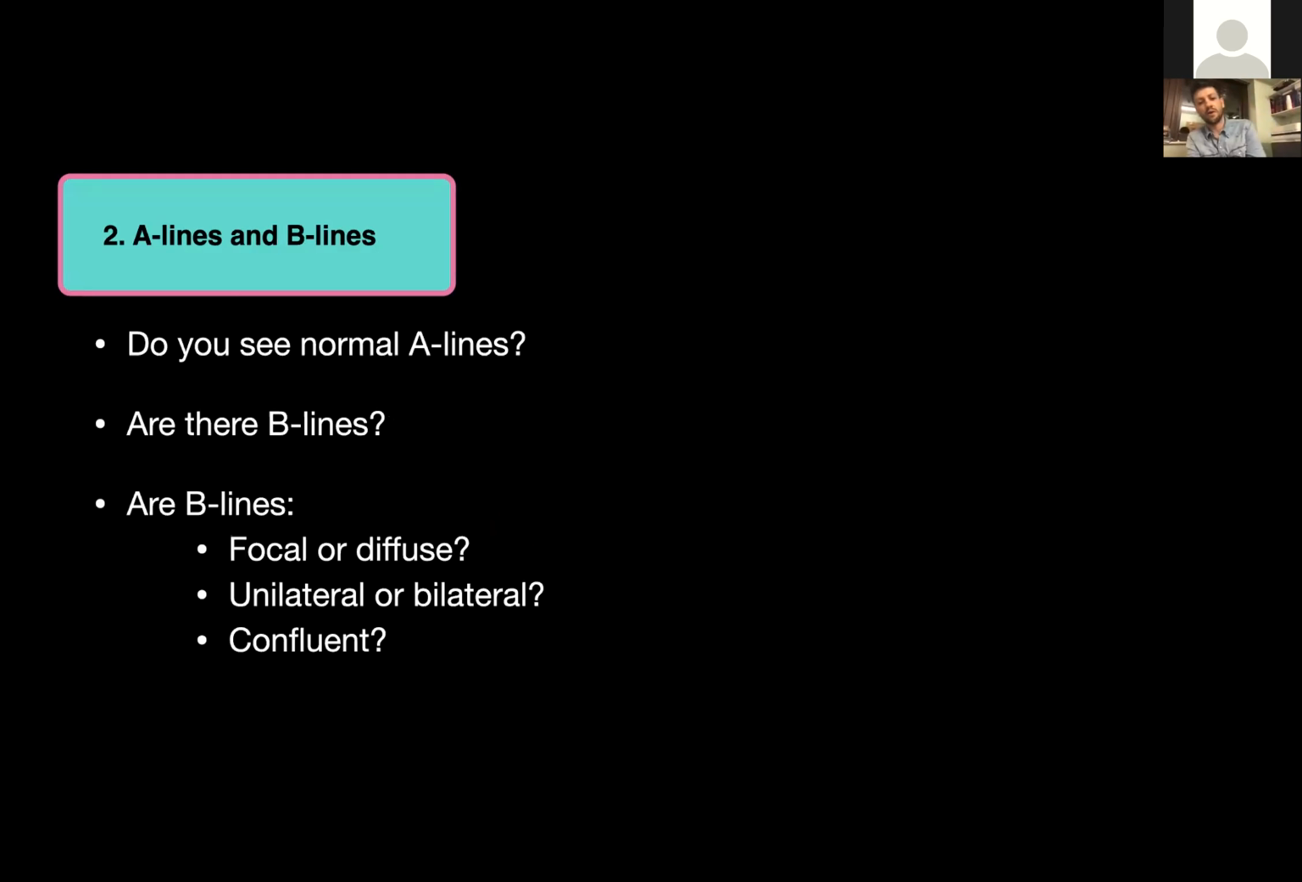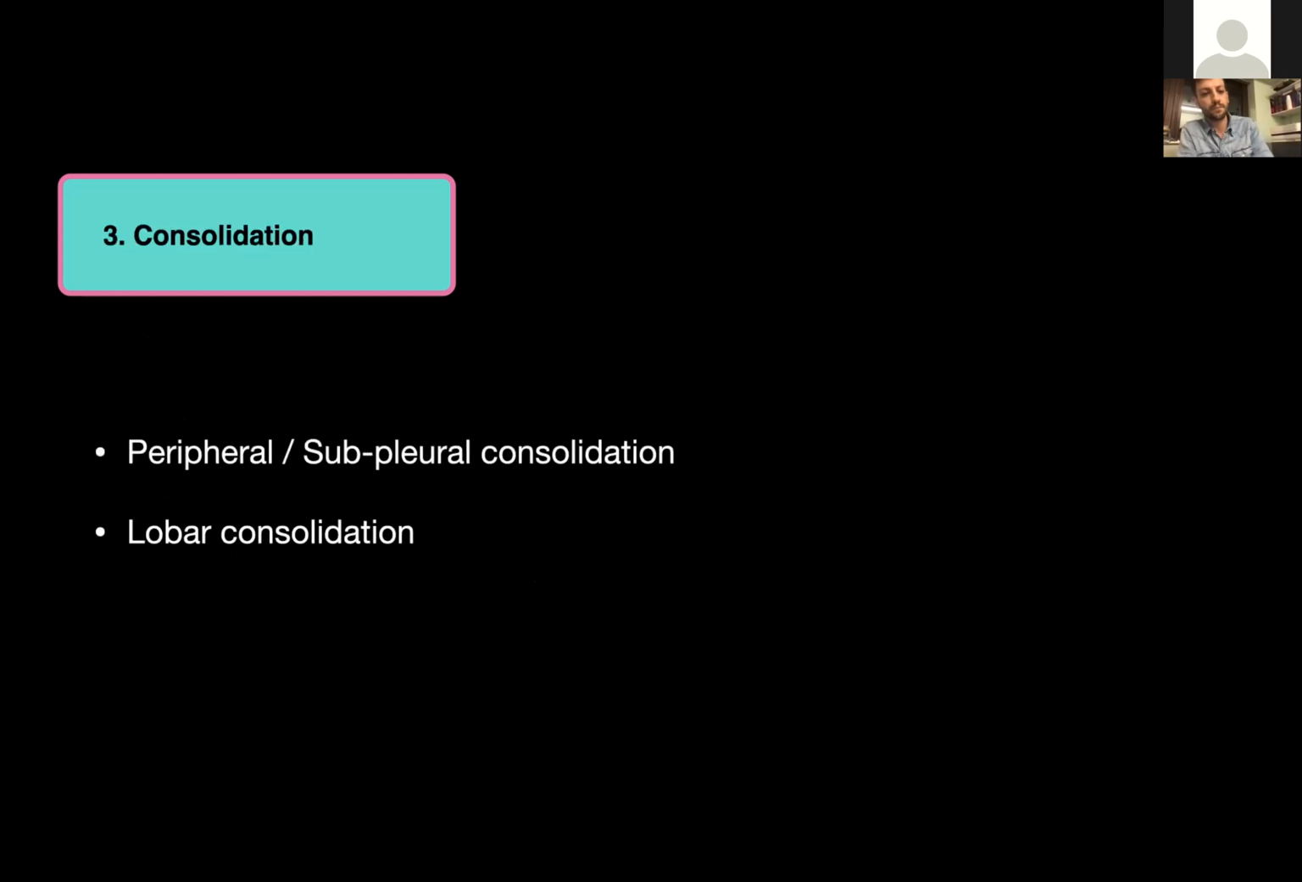And are they confluent? And confluent B lines are a marker of severity. So confluent B lines in heart failure, for instance, would tell you that that's a much higher burden of interstitial fluid than if there were just 3 or 4 B lines in each zone.